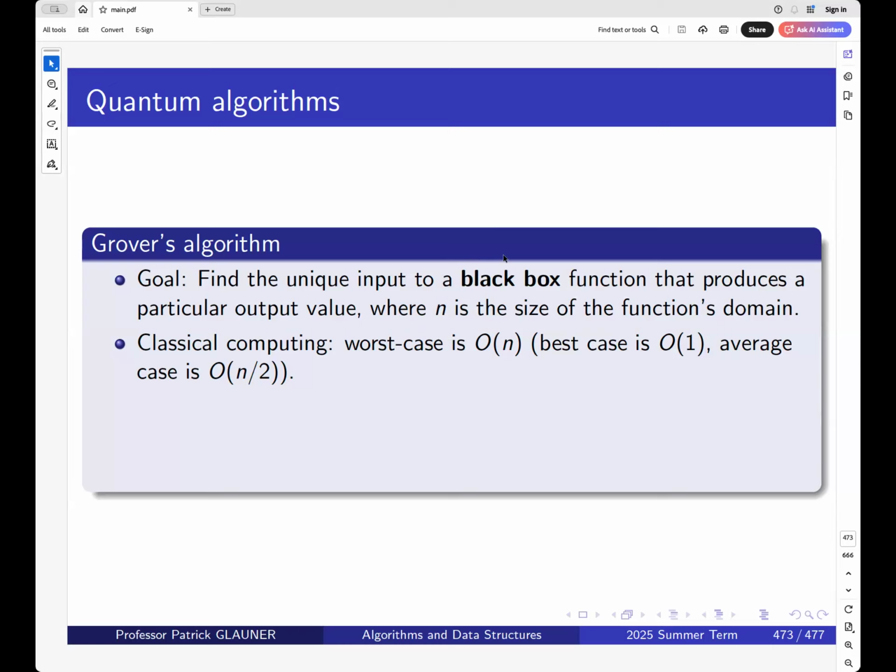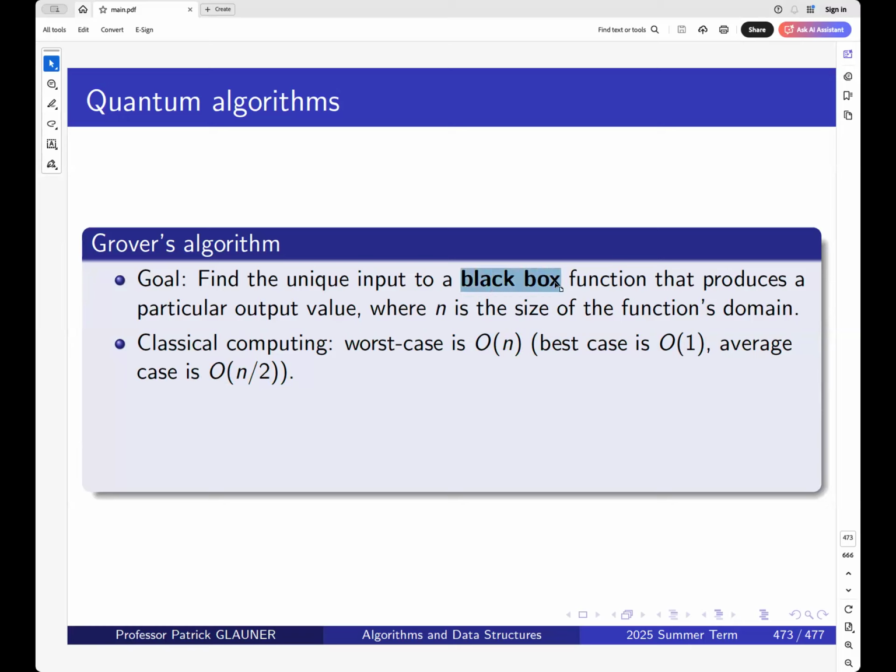Now I want to find that one input for which the black box function says yes. With classical computing, obviously the best case is O(1) because maybe the first input I'm putting in is yes and I'm done. But in the worst case, I need to put in all n values up to the last one, and the last one may be the correct one. On average, this is O(n/2), but the worst case is really O(n).